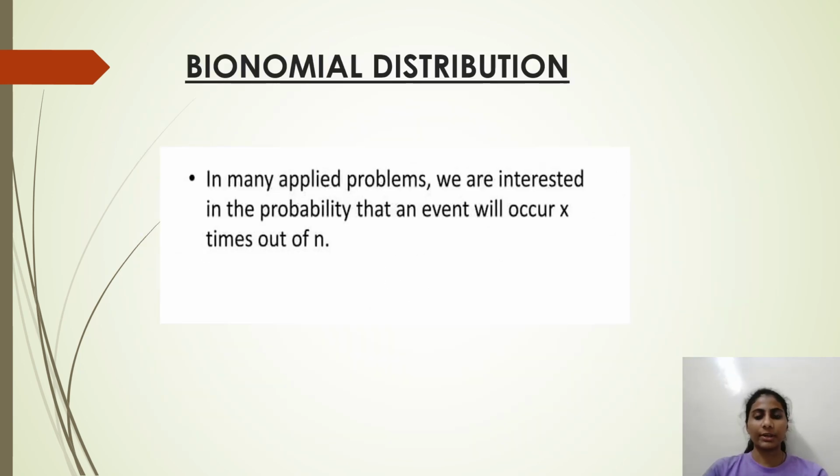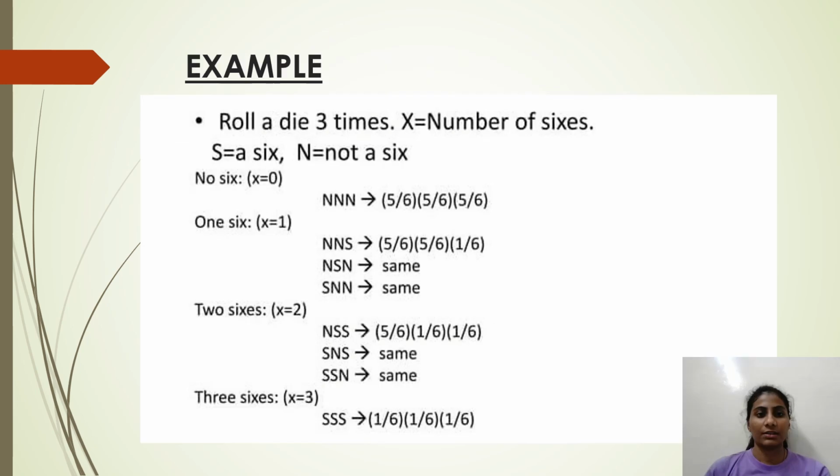We'll move on to the next topic, binomial distribution. In many applied problems, we are interested in the probability that an event will occur x times out of n. Let's take an example of binomial distribution. Roll a die 3 times. X is equal to the number of 6s, S is a 6, N is not a 6. When X is equal to 0, we get 3 not-6s, that is 5/6, 5/6 and 5/6.